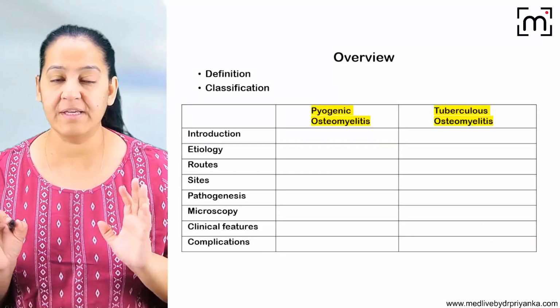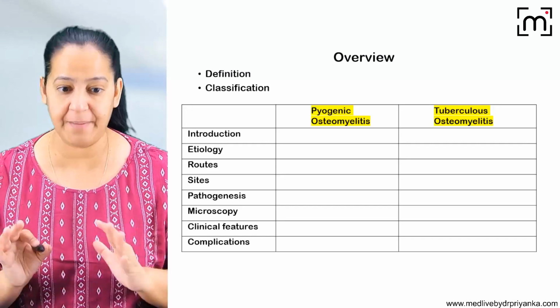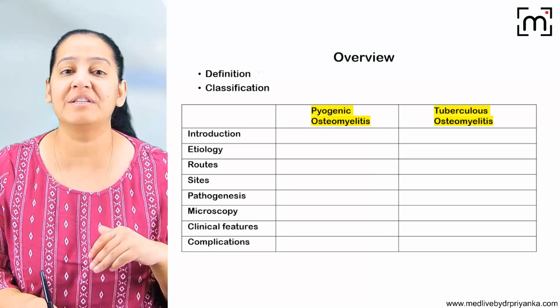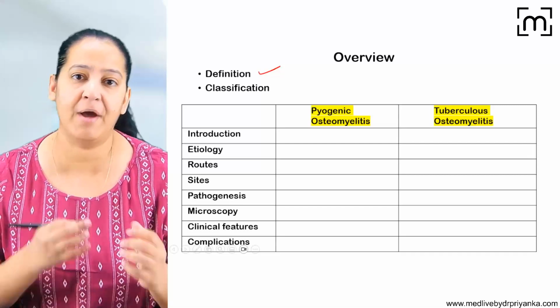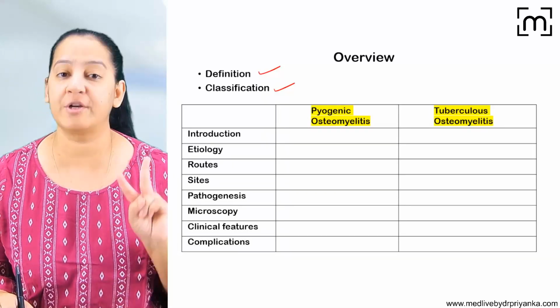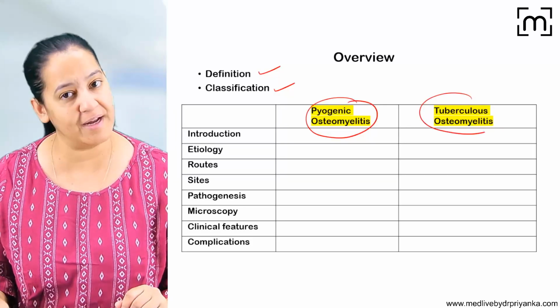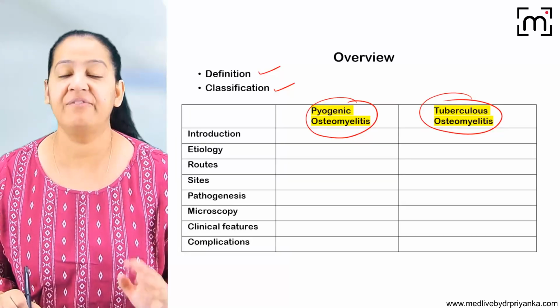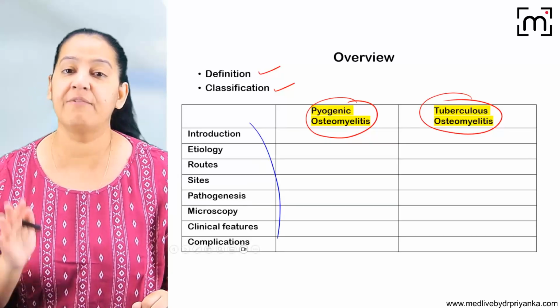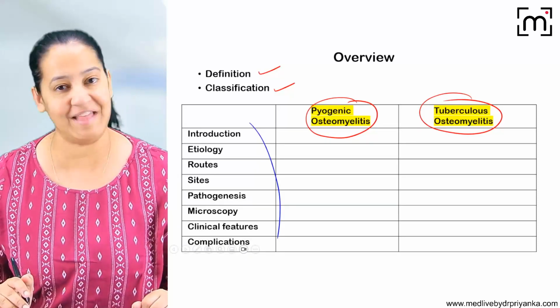So this is the overview. These are the headings under which we are going to frame our answer and discuss the session. So first of all, I will let you know the definition of osteomyelitis. What do you mean by osteomyelitis? Then we will see the classification. In the classification, we will see there are two types of osteomyelitis, pyogenic osteomyelitis and tubercular osteomyelitis. And we will describe each of them under a fixed set of headings. Not only this, we will make a comparative table also between them in the end.